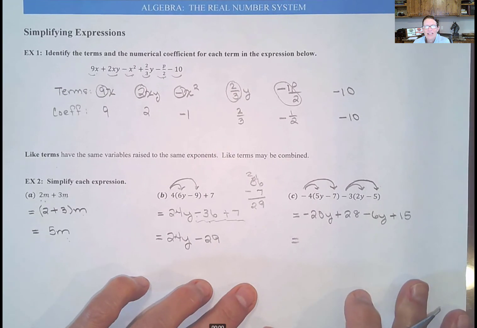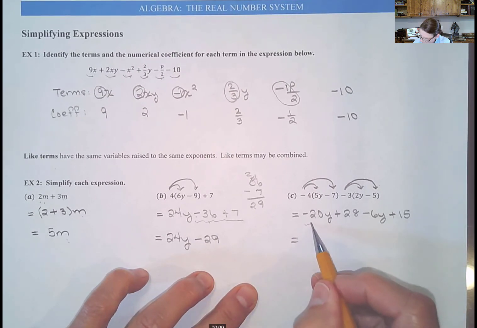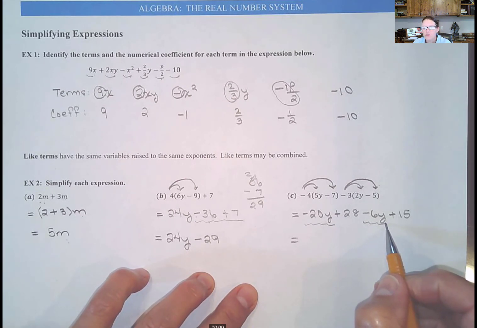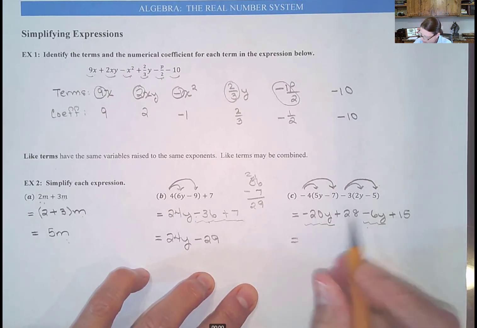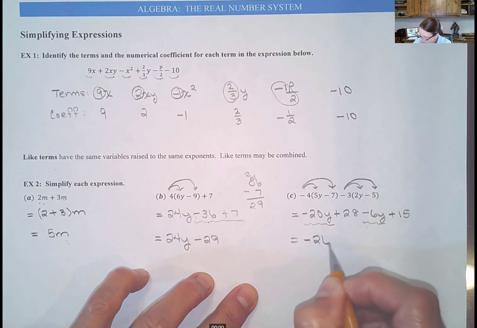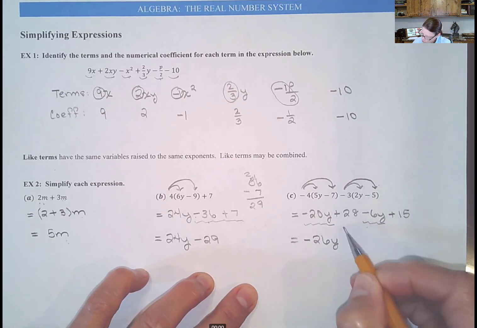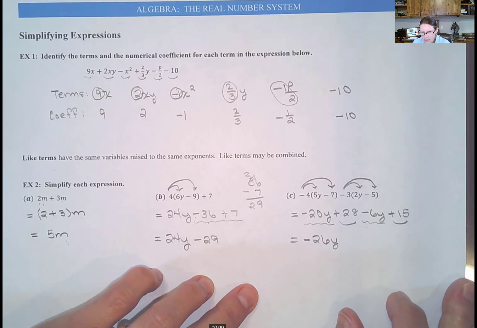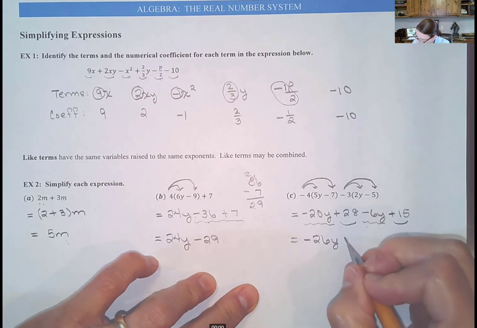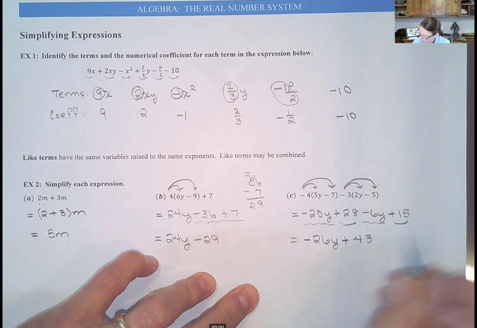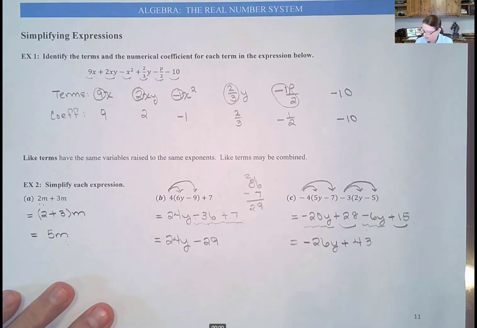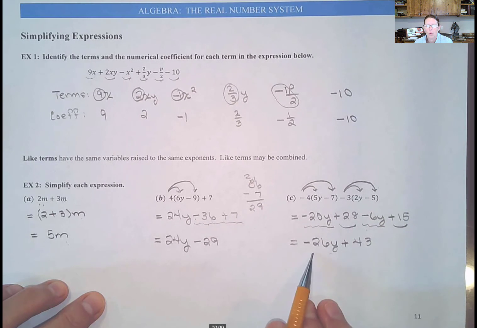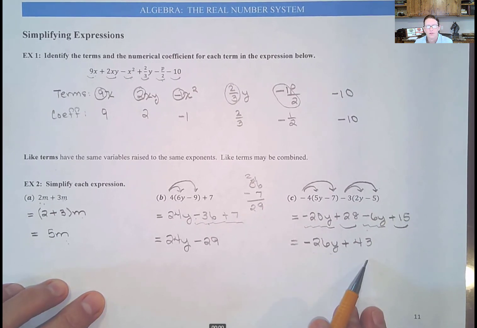Now combine your like terms. Negative 20y and negative 6y are alike. Combine the coefficients. Negative 20 and a negative 6 combine to negative 26y. 28 and 15 are alike as well. And 28 plus 15, I believe that's 43. Indeed. Now we stop there because these two terms, negative 26y and 43, are not alike. Okay, one has the variable y and the other does not, so stop there.